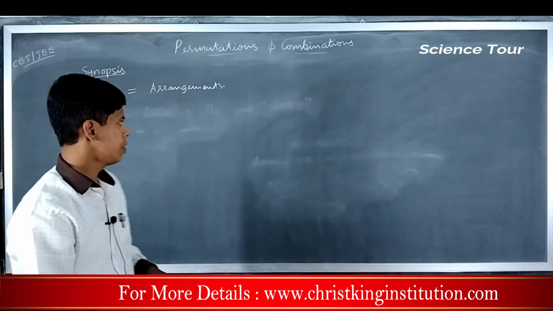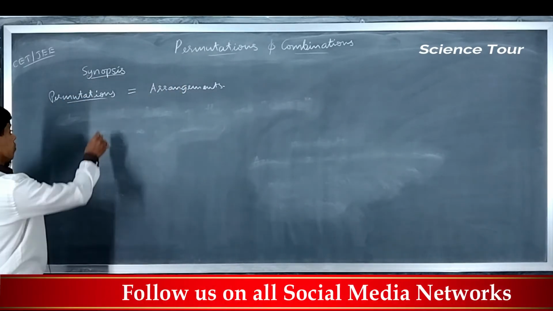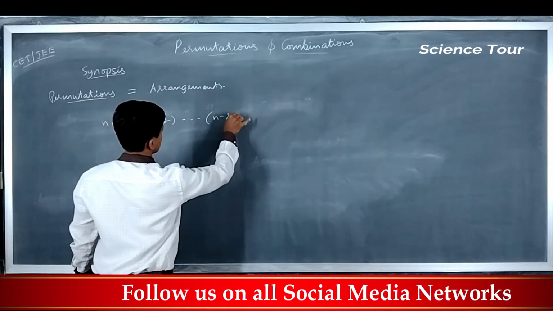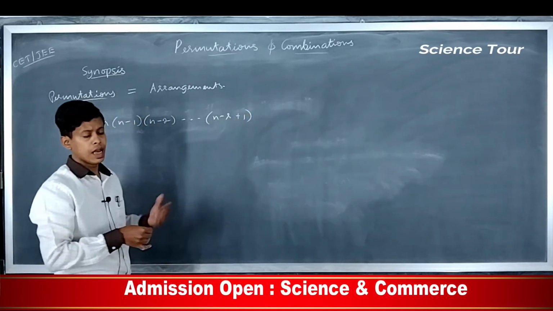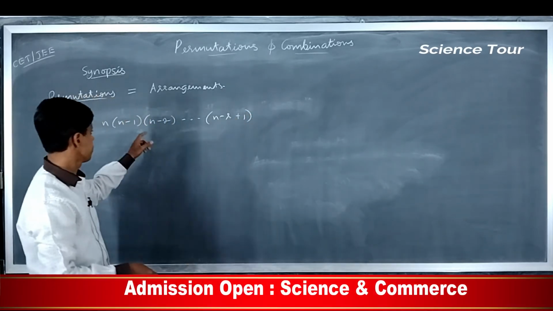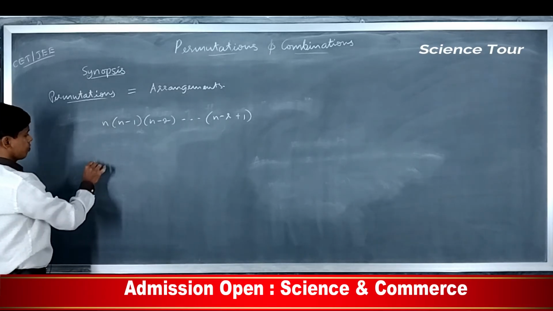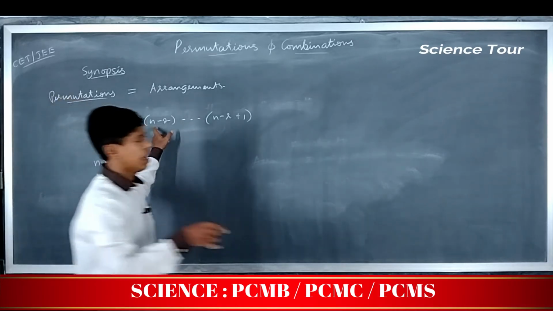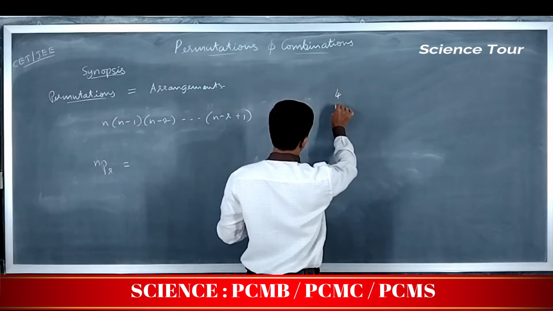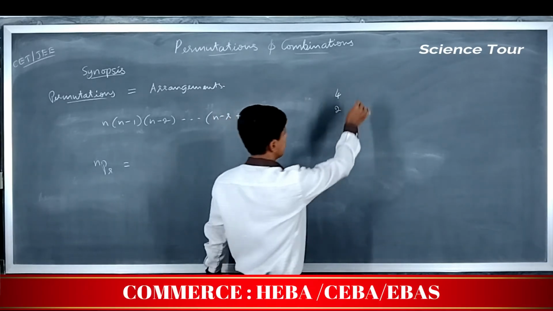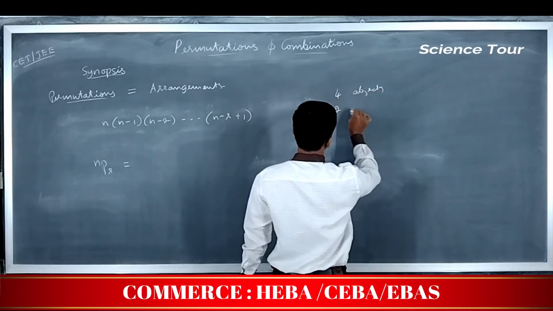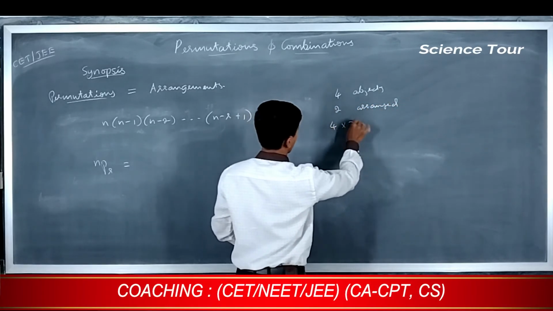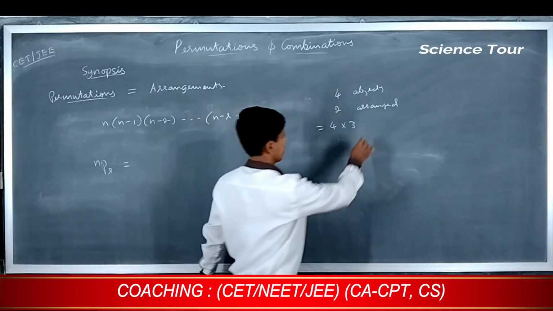Alright, now what if you have n into n minus 1, n minus 2, so on, n minus r plus 1, alright, and you write this in the form of nPr. Alright, do they mean the same? Okay, now you have 4 objects, 2 have to be arranged, right? So out of 4 objects, 2 have to be arranged, then that is 4 into 3, which is 12, right?